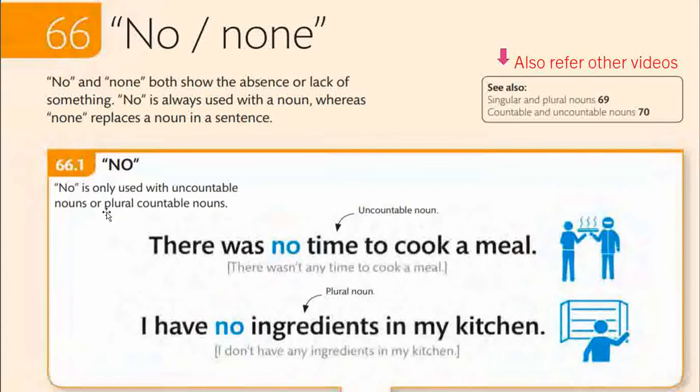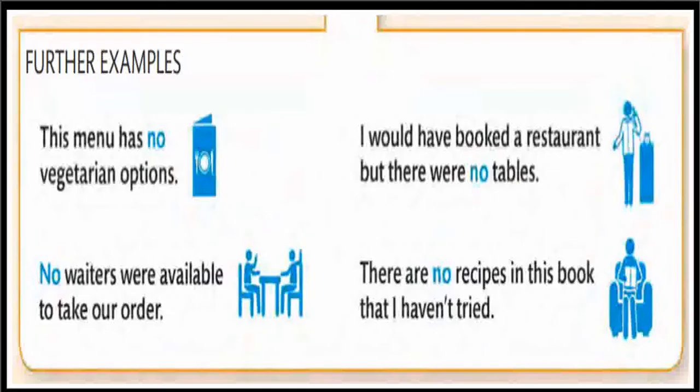And the second pointer was that it can be used with plural countables. Countables means a noun with an s. I have no ingredients in my kitchen. Now over here ingredients is a plural noun. It is with an s. It is countable. It means I don't have any ingredients in my kitchen. And now over here no can be replaced with not any.